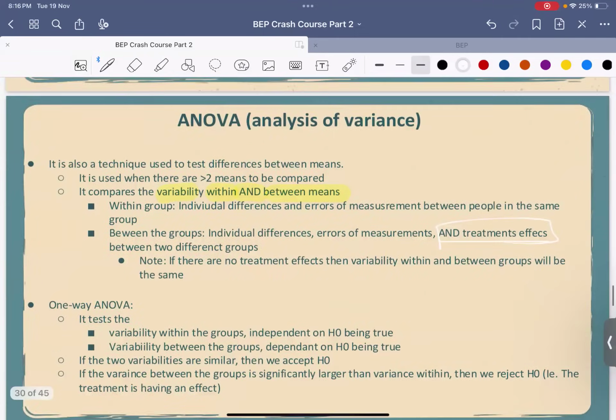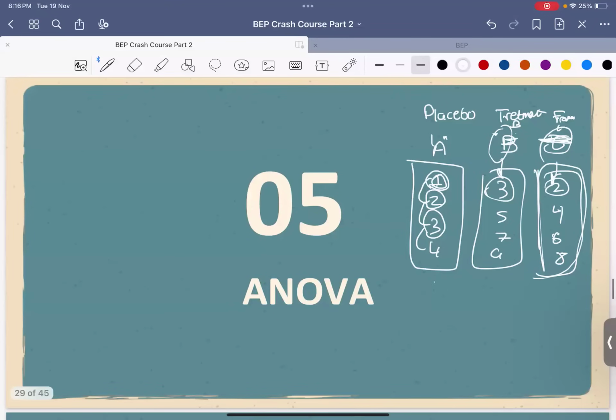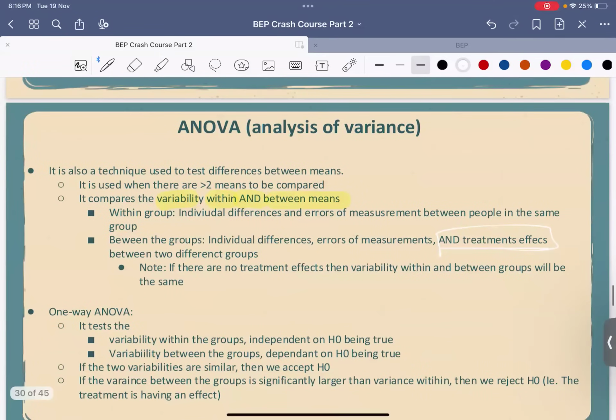difference. However, if there is no treatment effect, if treatment B is not doing anything and treatment C is not doing anything, then the variability between the groups is going to be the same as the variability within the group, because within the group is individual error and errors of measurement. Between the groups is individual difference, error of measurement. If we remove the treatment, they're going to be the same, because we're picking 3 random samples from the same population. So they shouldn't have different variances. They should have the same variance, because we're picking from the same population.